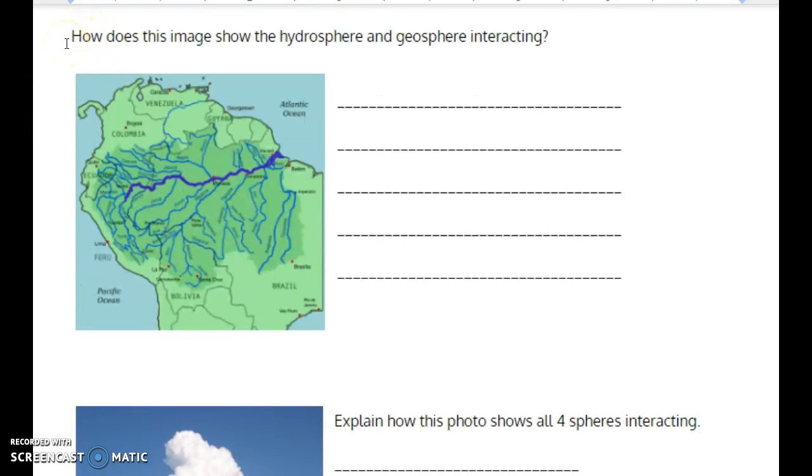How does this image show the hydrosphere and geosphere interacting? Please write 2 sentences.